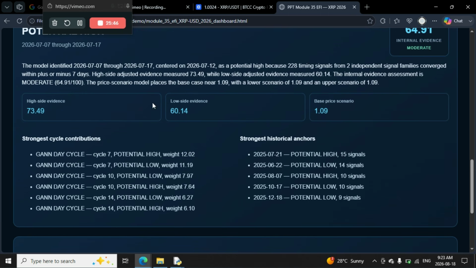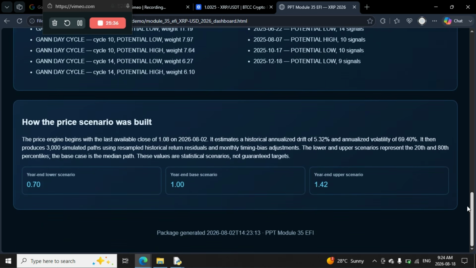All right, so it's taken all our cycles and weighed them, along with the historical anchors that have signaled them. So let's go down and take a look at the price value scenario. This engine begins with the last available close of $1.08 on 8/02, or August 2nd, and it's timestamped, so I can't change these. These are generated and timestamped.